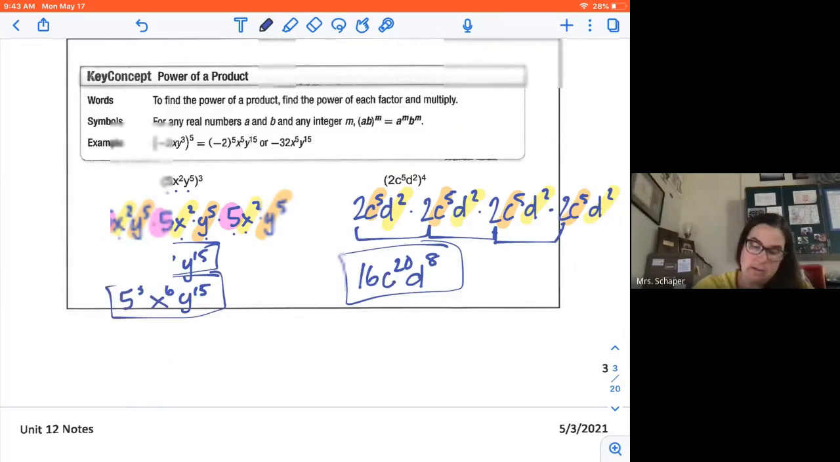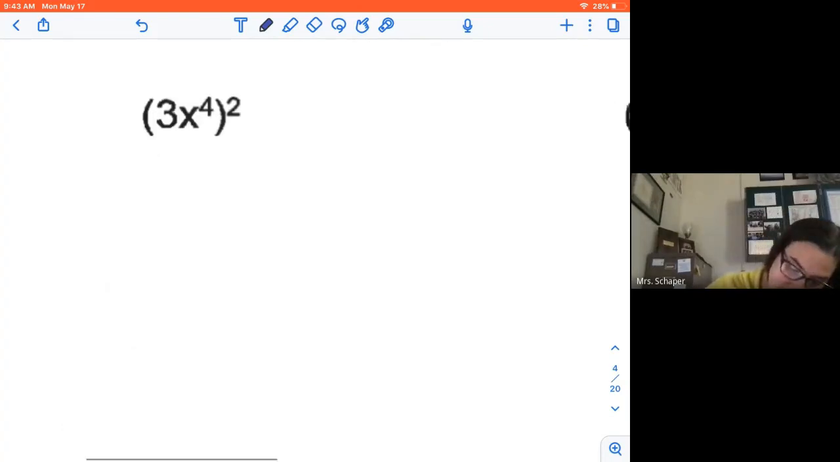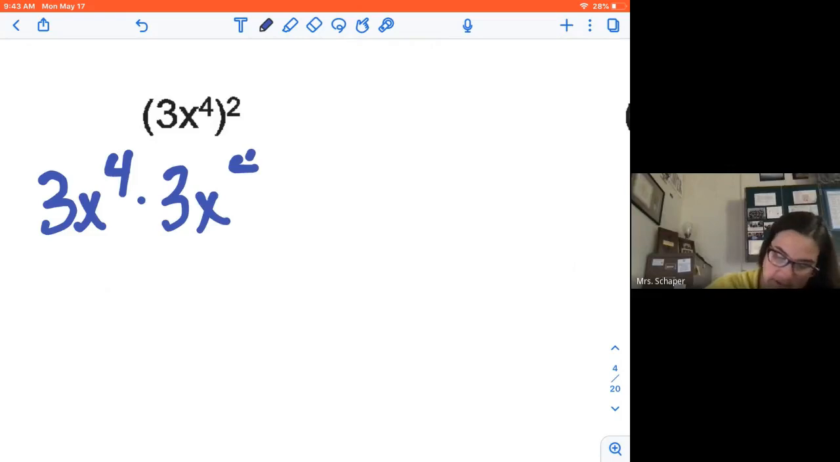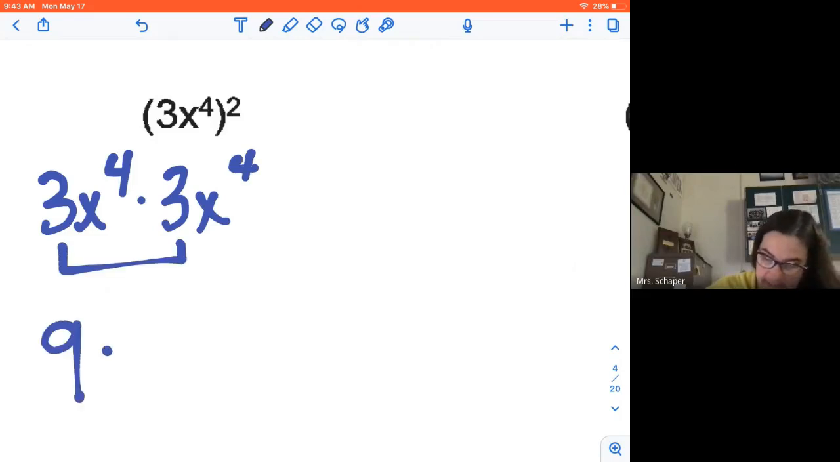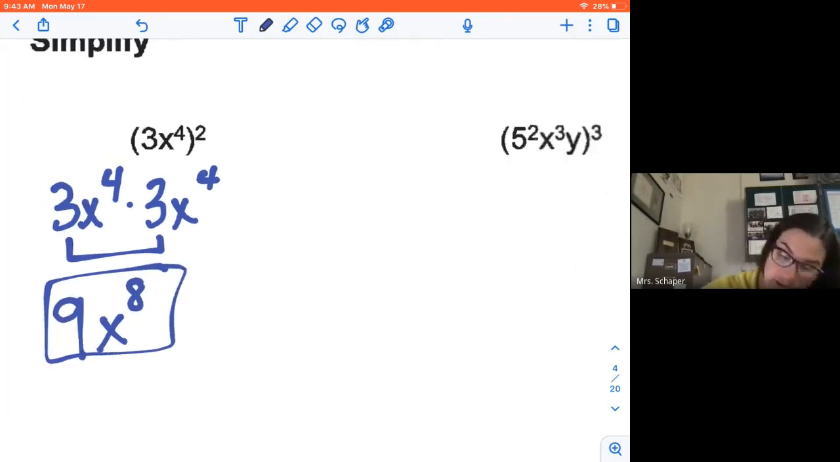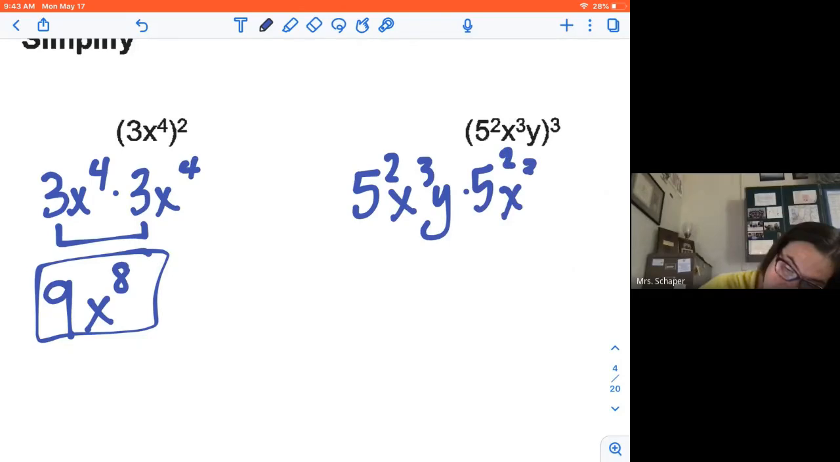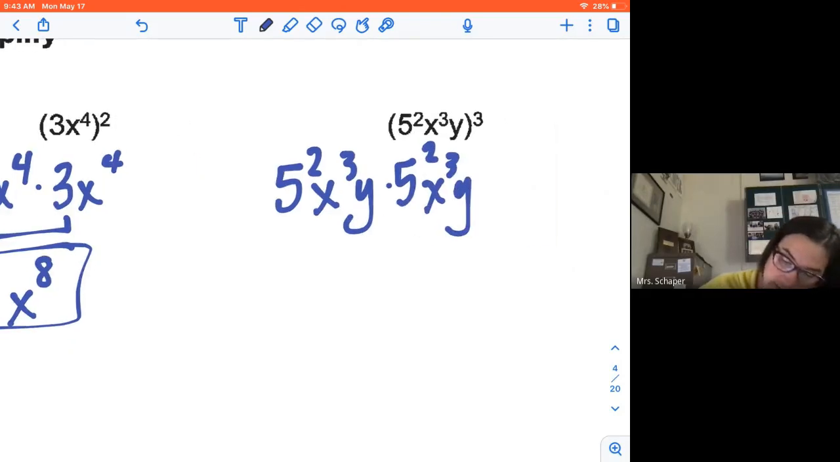All right. So a couple examples I want to go through, and then we'll get you on to the next part. So this means 3x to the 4th times 3x to the 4th. 3 times 3 is 9, x to the 8th. You could also write it as 3 squared. That would also work. Here we have 5 squared x to the 3rd y times 5 squared x to the 3rd y times 5 squared x to the 3rd y.